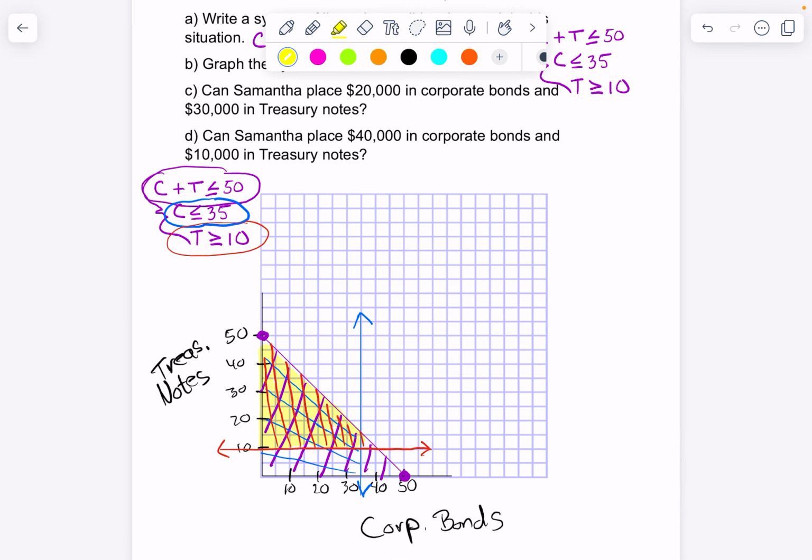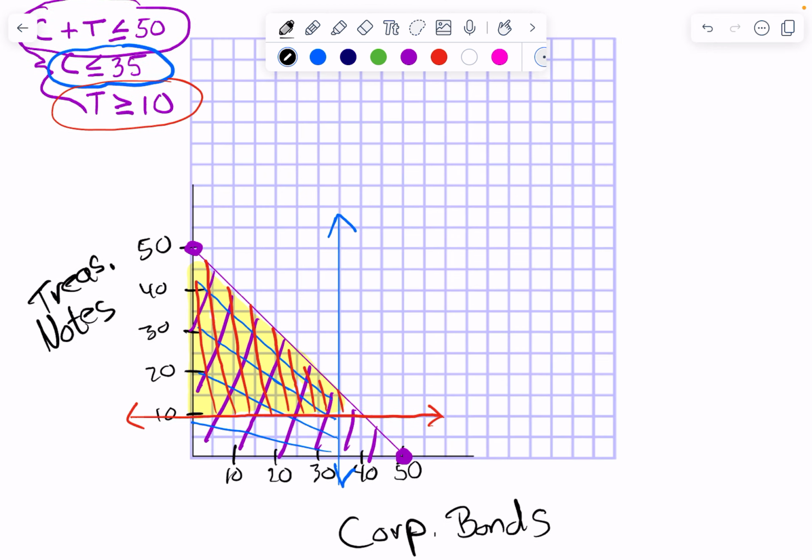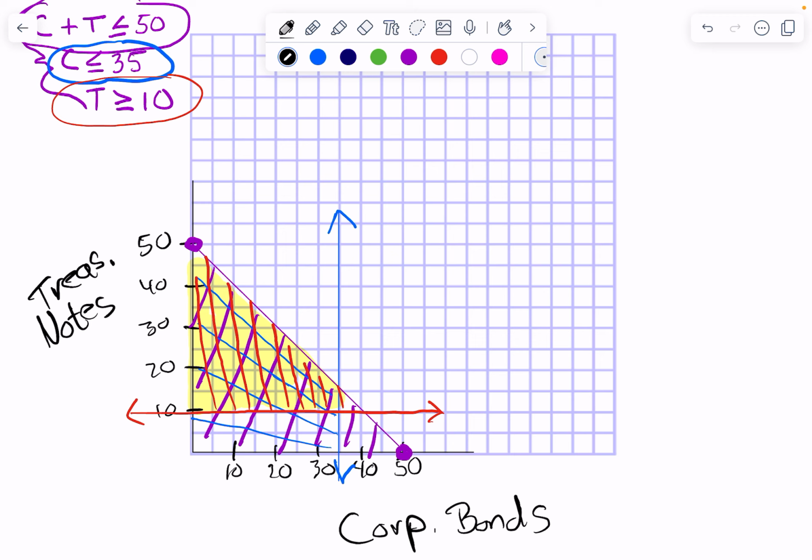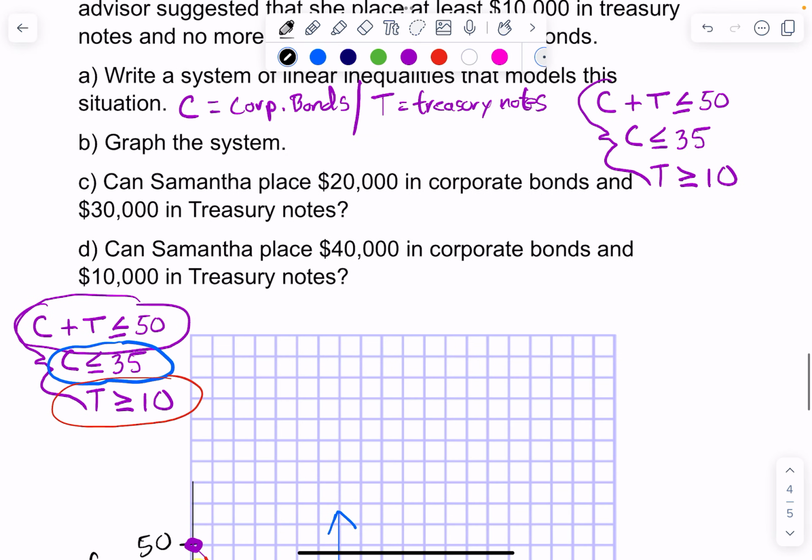Okay, so now we can start answering questions. Can Samantha place $20,000 in corporate bonds and 30 in treasury? Well, let's look at our solution set here. If we go 20, 30, that's this point right here. That's in the solution set. So that's yes.